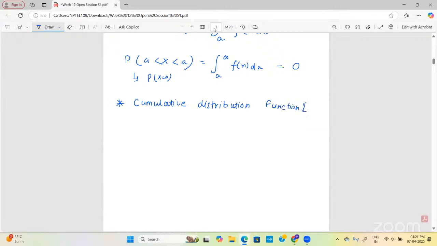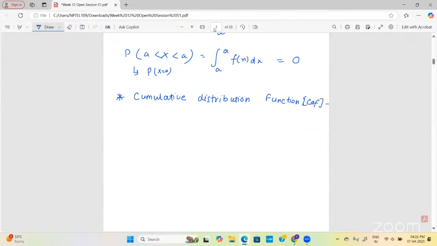Okay, and in short, we write it as CDF. So what do you understand by cumulative distribution function? Anyone? So CDF is a function which accumulates the probability up to a certain point. Okay. So for a continuous random variable, in this week we have to study everything about continuous random variables.